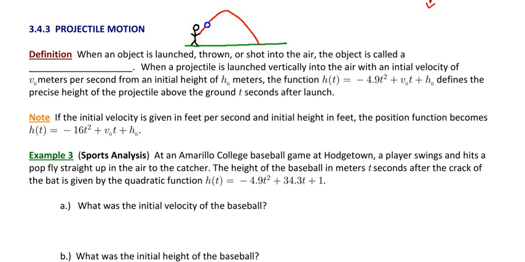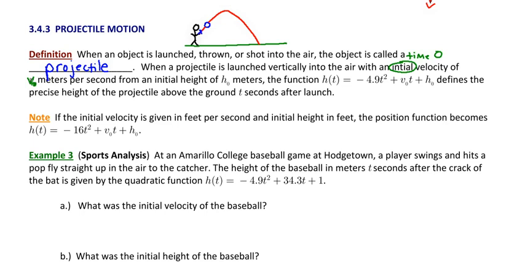So let's be more precise. When an object is launched, thrown, or shot into the air, the object is called a projectile. When a projectile is launched vertically into the air with an initial velocity of v0 meters per second, so when the ball leaves my hand, it's going to have some initial velocity, and by the way, initial means at time 0. So we denote this by putting a subscript 0 on our velocity. So v0, or v sub 0, means initial velocity. Likewise, initial height can be denoted h0, or h sub 0.